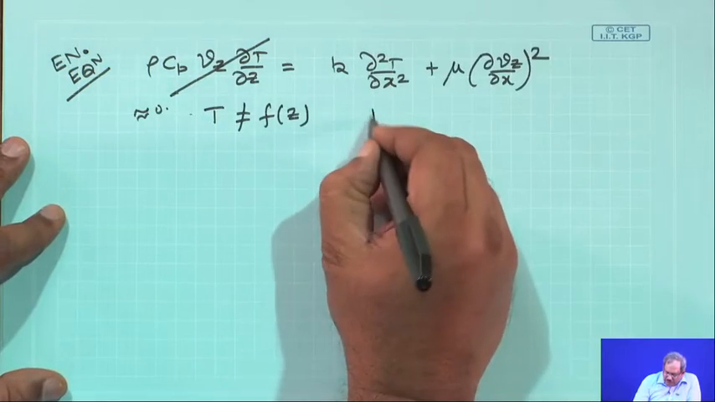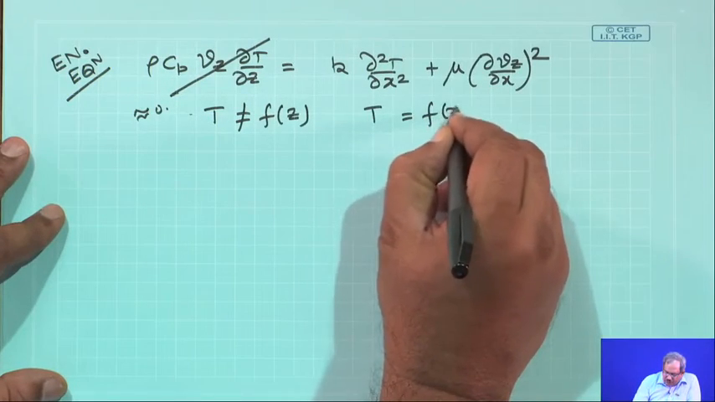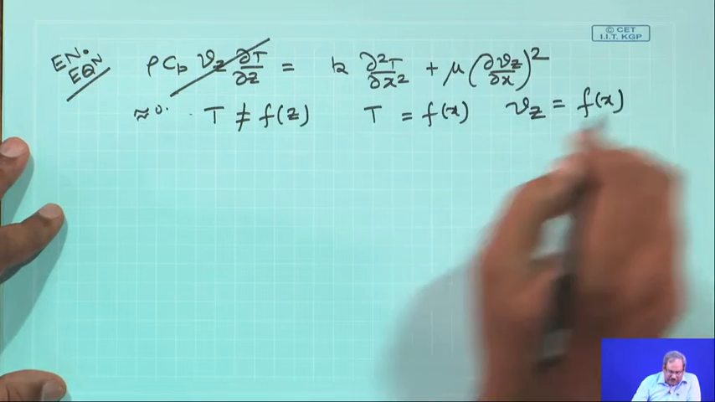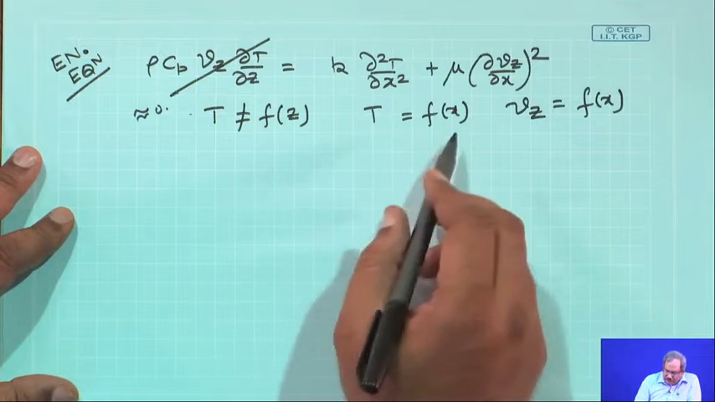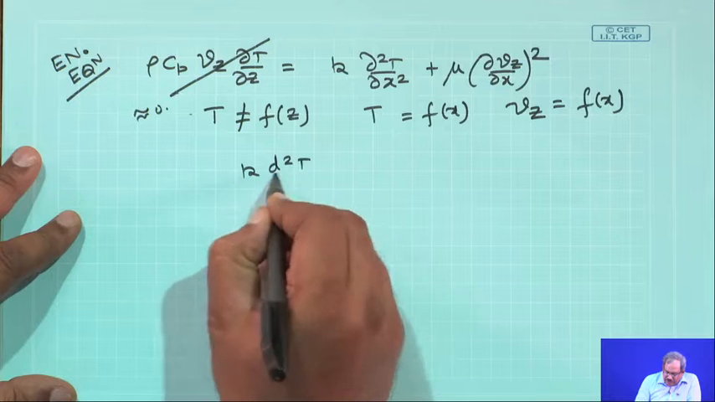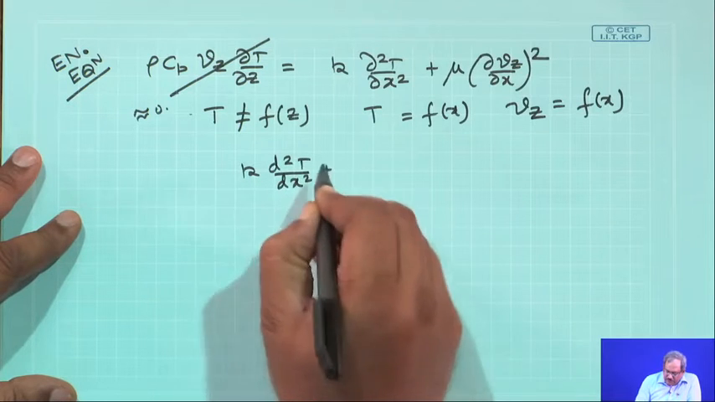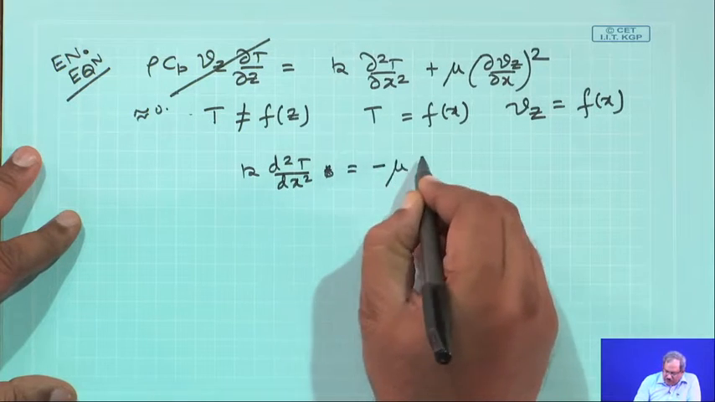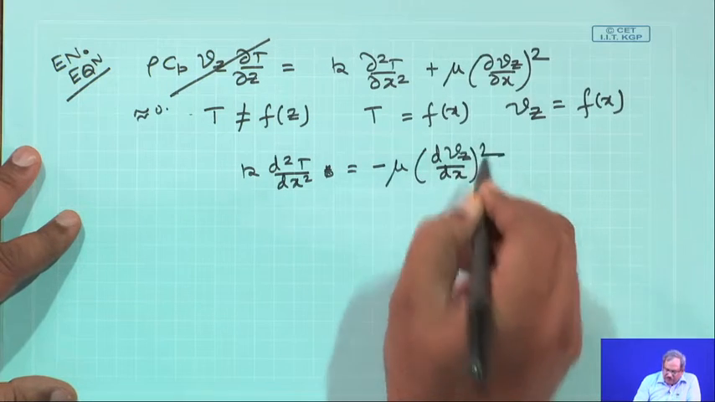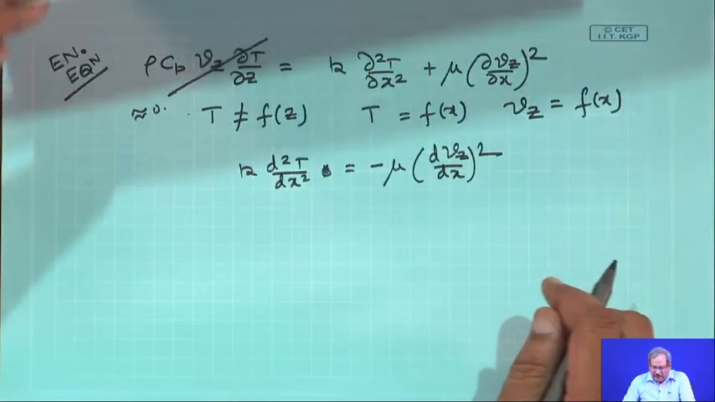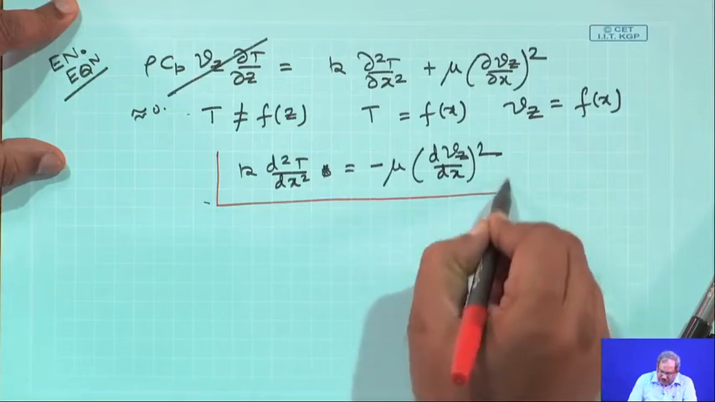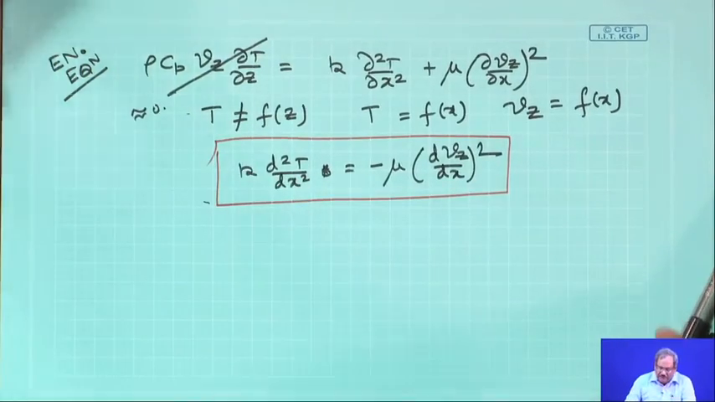And now, I realize that temperature is a function only of x, Vz is a function only of x. So, therefore, the entire equation can be written as k d2T dx square is equal to minus mu dVz by dx whole square. And so, this is the governing equation for the system that we are analyzing.